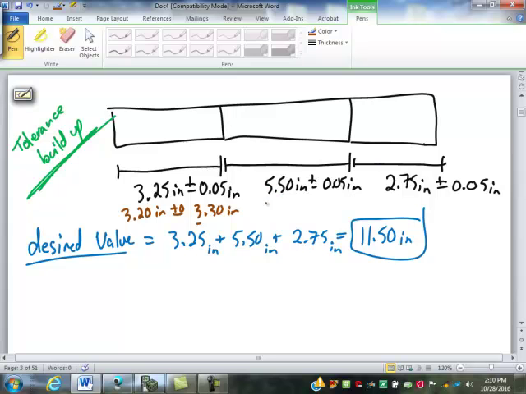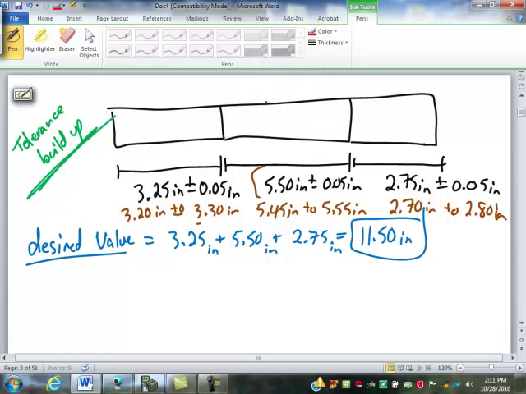So what's the range for this one going to be here? 5 point what? 45, good. To 5.55, very good. 55, did you say? I say it sometimes too, don't worry. Then this one here, 2.75 minus the 0.05 is 2.70 to 2.80.